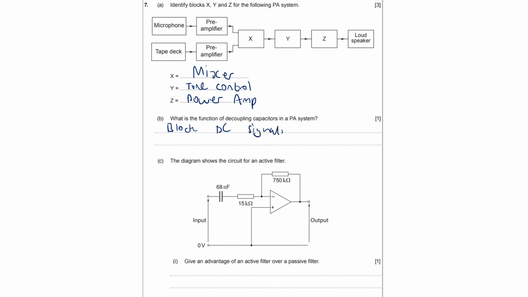Okay. What is the advantage of an active over a passive? Gains of more than 1, of course. Yeah, that'll do. And that's it for that bit. That's easy.